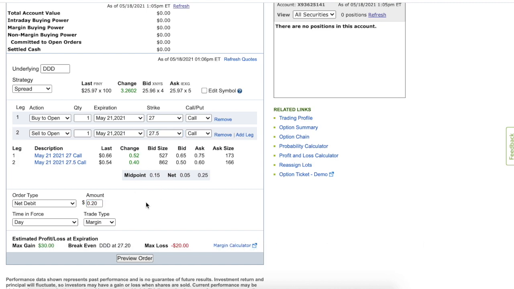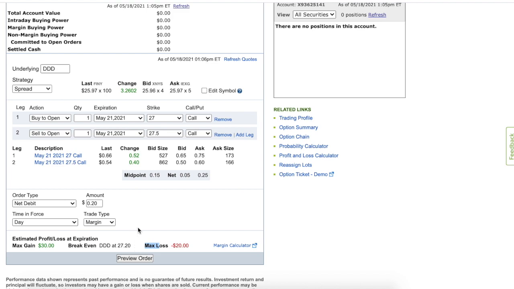Like I said, I don't love this screen. It does show you your P&L and that sort of thing. So your max loss, since it's a debit, is the amount that you put out, and the max gain is the difference between the two strikes minus the premium you paid. So at least it's nice in showing you that. And it also shows you your break even, 27.20.